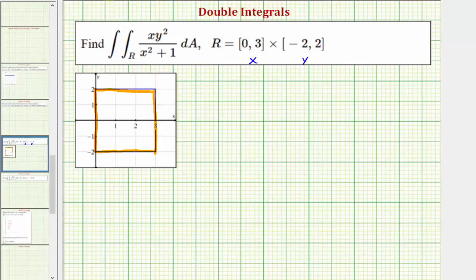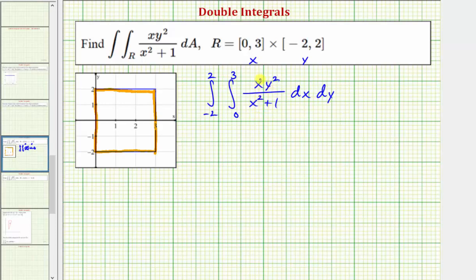So the next step is to set up the double integrals in the order of integration. So the integrand function is x y squared divided by the quantity x squared plus 1. Let's integrate first with respect to x, then with respect to y. With respect to x, we integrate from 0 to 3, and for y, we integrate from -2 to 2. When we integrate with respect to x, we have to perform u substitution.